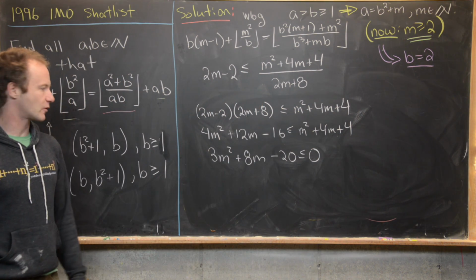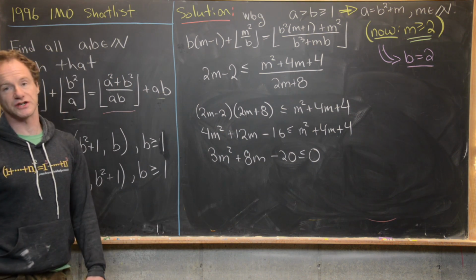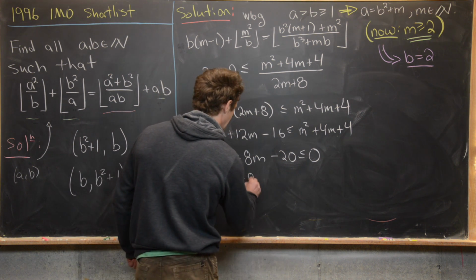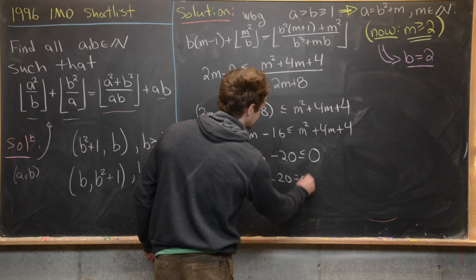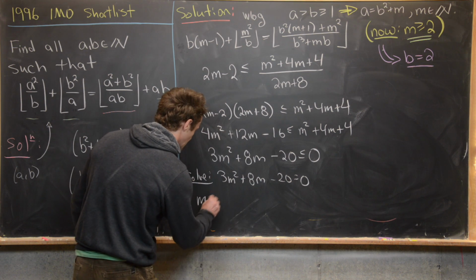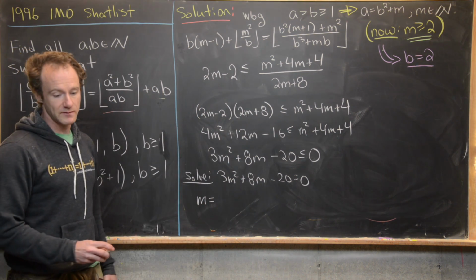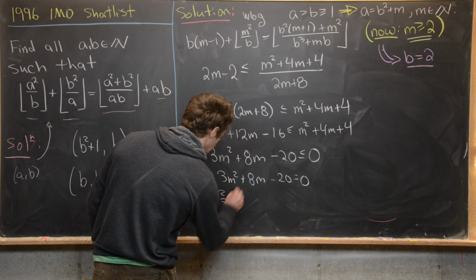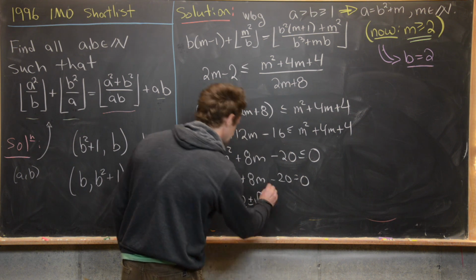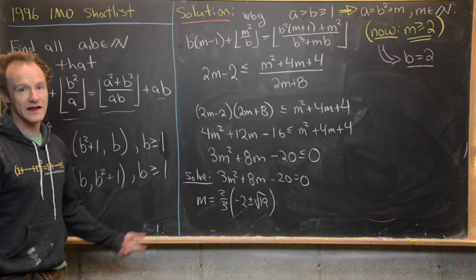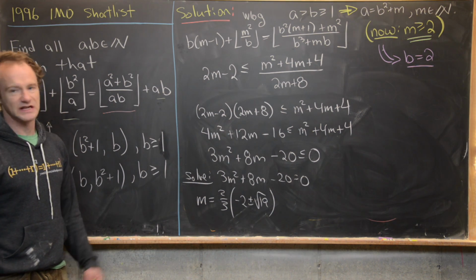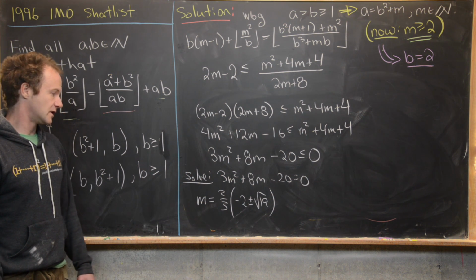We can do this a number of different ways. Maybe let's solve the equation. So let's solve for the roots: 3m squared plus 8m minus 20 equals 0. You can see that this is not factorable, so we have to use the quadratic formula. We'll get two solutions here. We'll get m equals, so I'll just write them down, 2/3 times minus 2 plus or minus the square root of 19. Well, notice that neither of those are natural numbers, so this doesn't give us some strict inequality. It just gives us some sort of loose inequality.